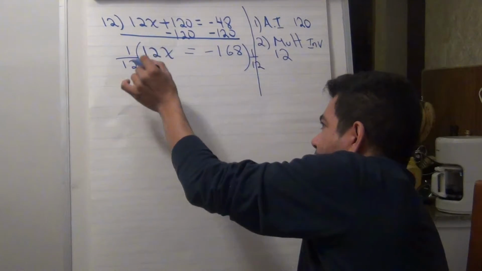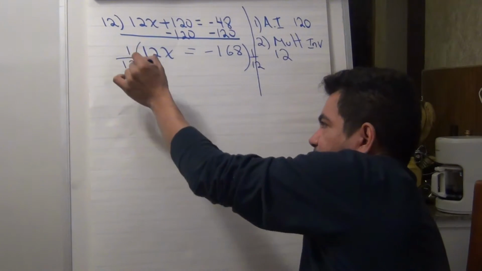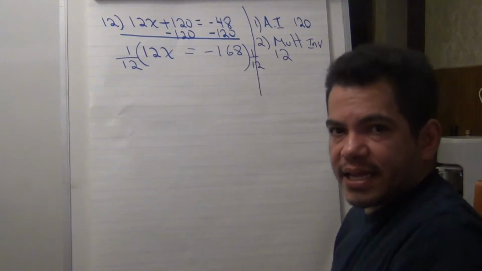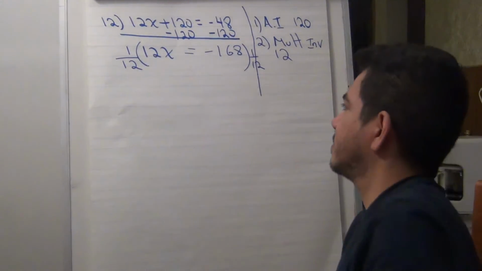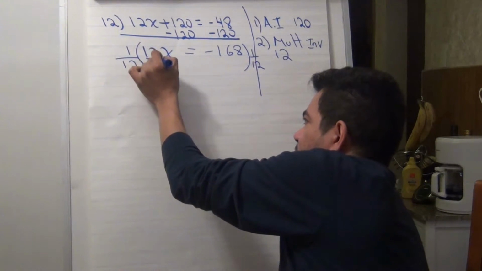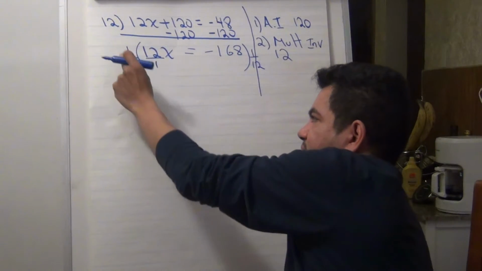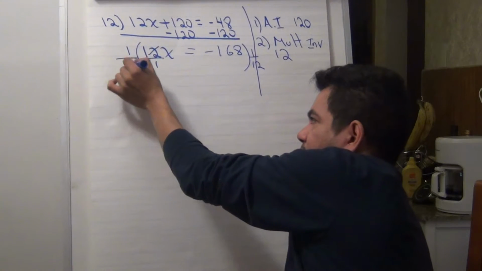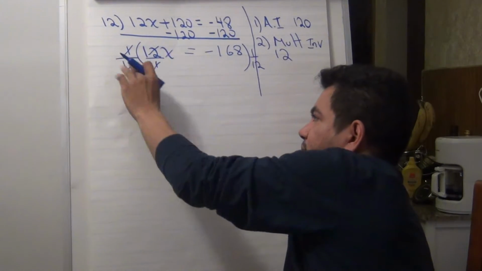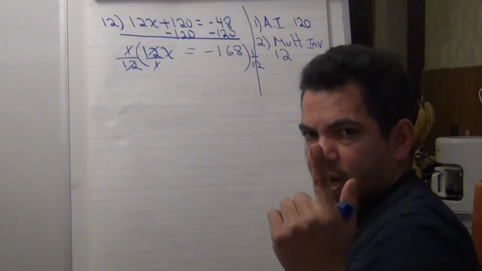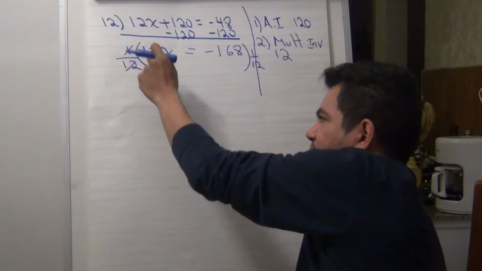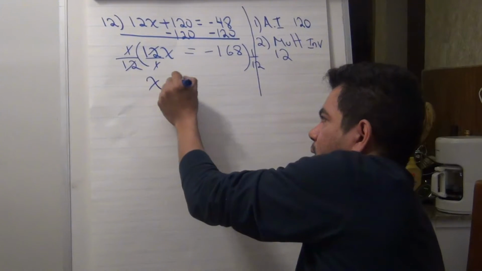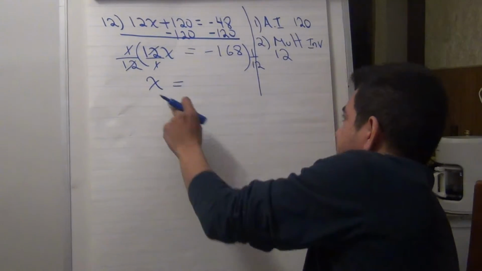Alright, so what happens here? What is the idea behind the multiplicative inverse? The idea behind the multiplicative inverse is to get rid of what's bothering the x. Look, when you multiply a number by its reciprocal, they cancel out, leaving you with 1. Remember, 12 times 1 is 12. 12 over 12 is 1. 1 what? Not bananas, but x.